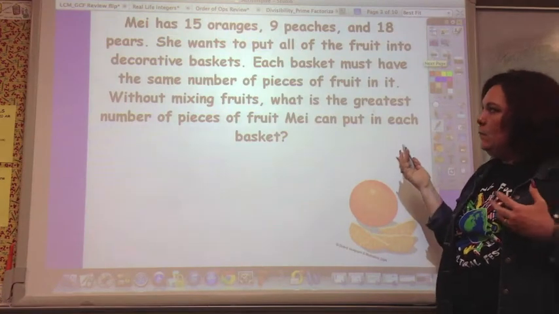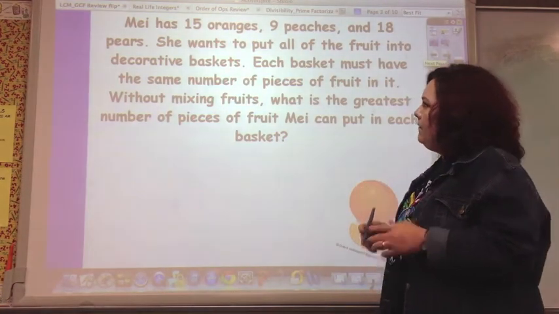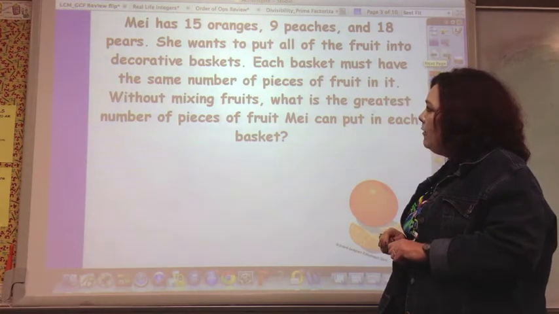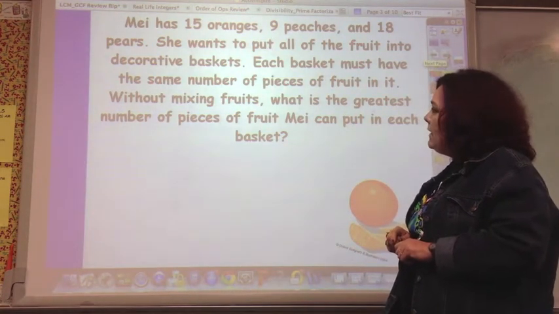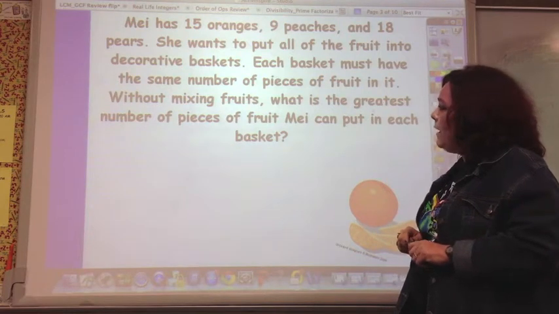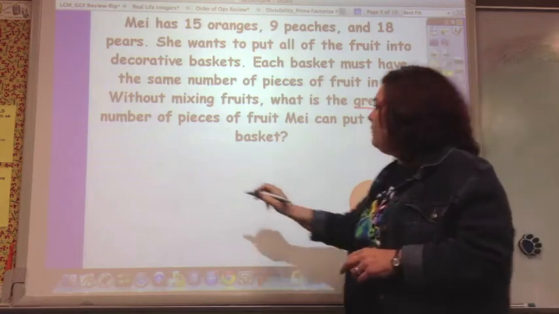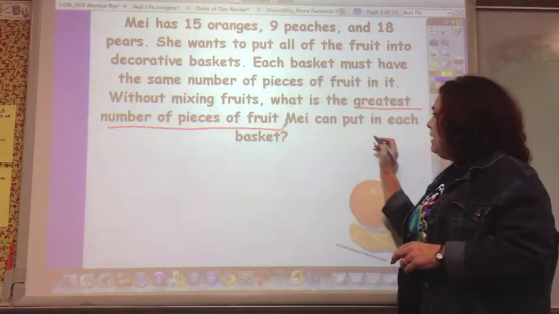For instance, with this, it says, Mai has 15 oranges, 9 peaches, and 18 pears. She wants to put all the fruit into decorative baskets. Each basket must have the same number of pieces of fruit in it. Without mixing fruits, what is the greatest number of pieces of fruit Mai can put in each basket?